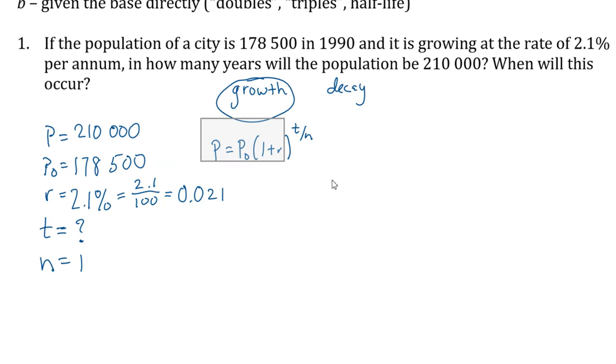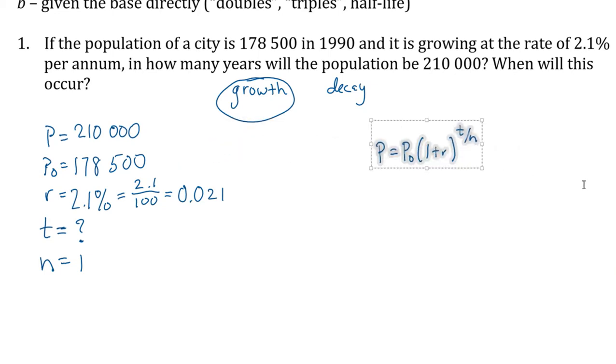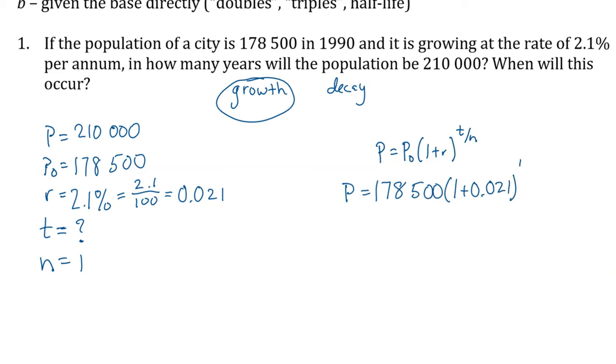Now, I've got this in the way. So we're going to fill this in. I'm going to fill it in a bit of a weird way, but I'm going to tell you why once we get there. And then in the next example, we'll see how we really show our steps. So I get the equation P equals 178,500 times 1.021 to the T. T over 1 is just T.